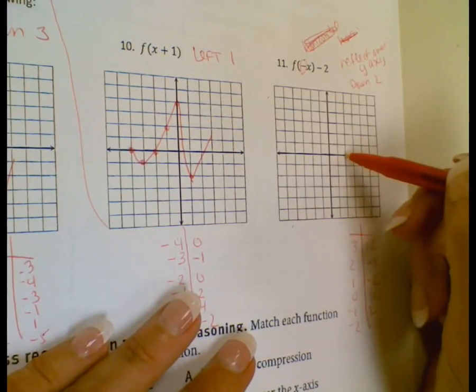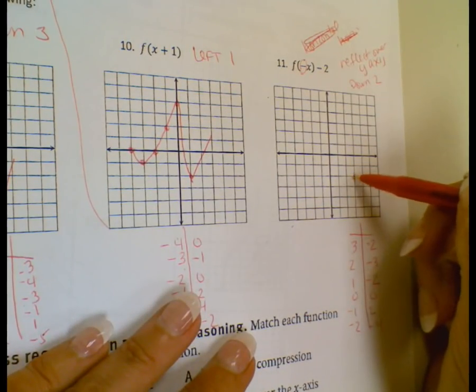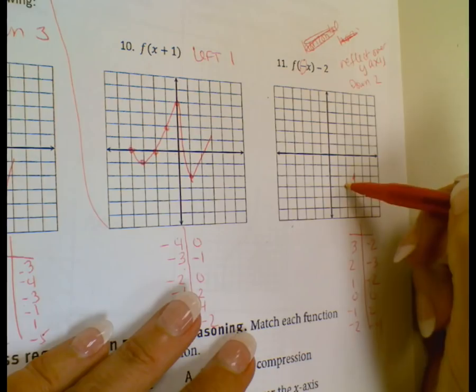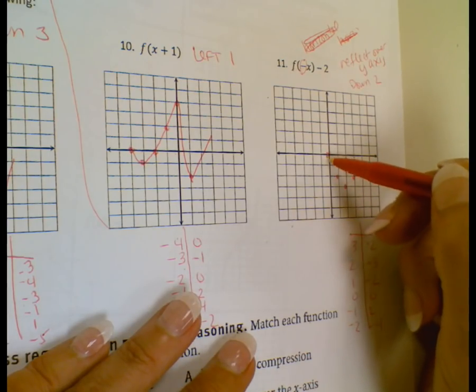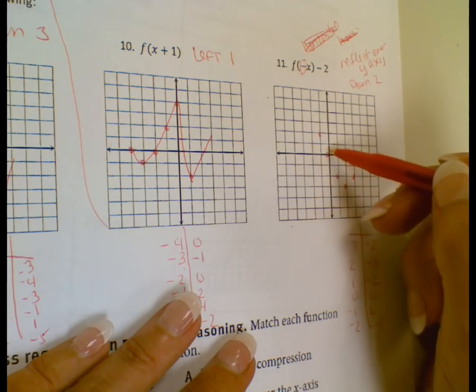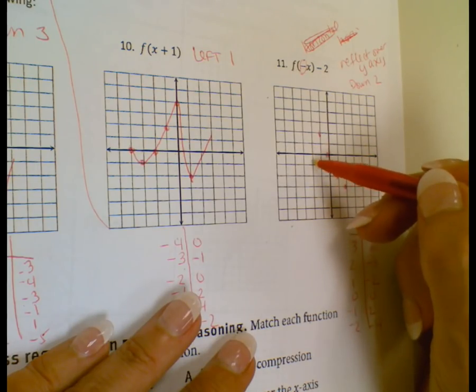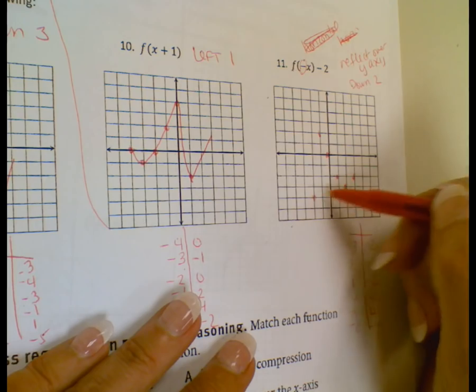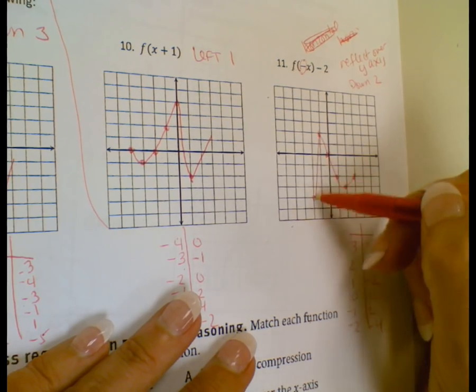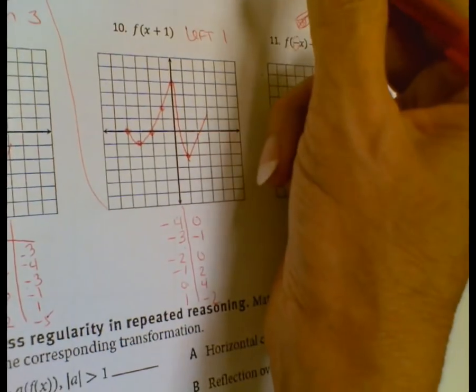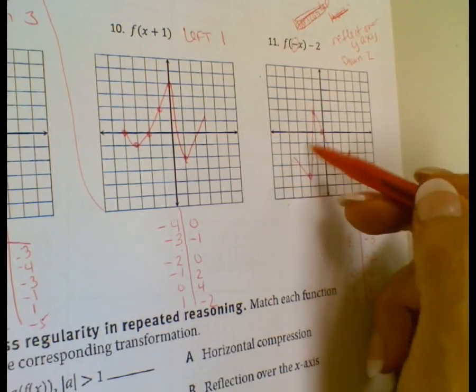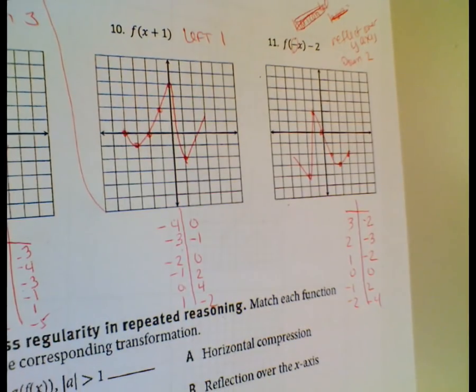So you got 3, negative 2. 2, negative 3. 1, negative 2. 0, 0. Negative 1, 2. And negative 2, negative 4. So it kind of looks like the other one, but it's just going the opposite. So it's the curves over here and the points here, but now the curves over here and the points on this side because it reflected over the y-axis.